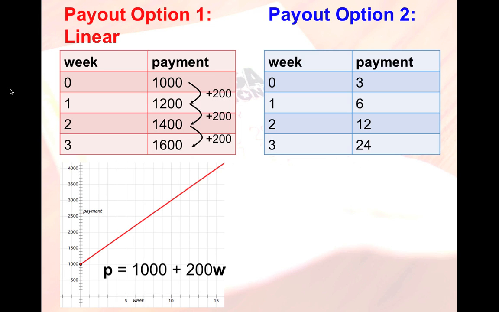In payout option 2, as we move into the first week, we get $3 more. Into the second week, we get $6 more. And into the third week, we would add 12. We don't just keep adding the same thing to get to the next week. This function is not linear. You've probably noticed that even though we don't always add the same thing, we do always multiply by the same thing. 3 times 2 is 6, 6 times 2 is 12, 12 times 2 is 24.